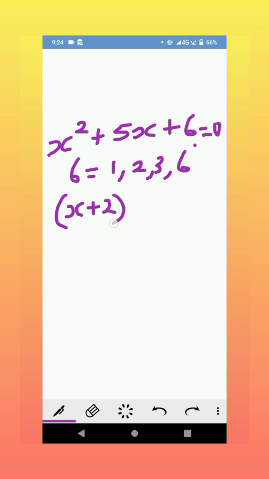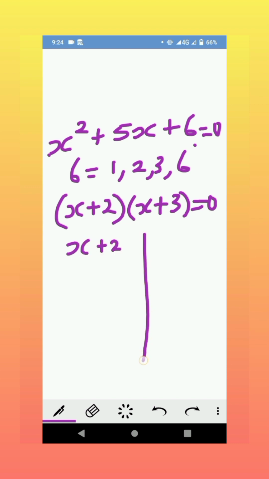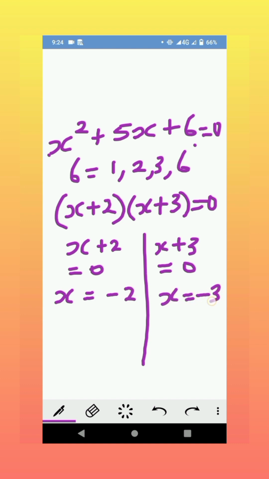So we'll drop the first one. You can actually take this shortcut if your A is 1. Alright, so from here you can solve it individually. That's x plus 2, solve it separately, is equal to 0. And here we'll have x plus 3 is equal to 0. Now if we collect like terms here, our x will be equal to minus 2, and here our x will be equal to minus 3. So these are called the roots.